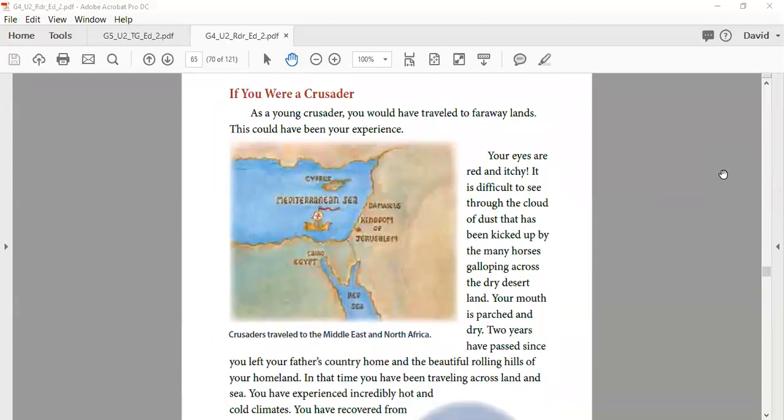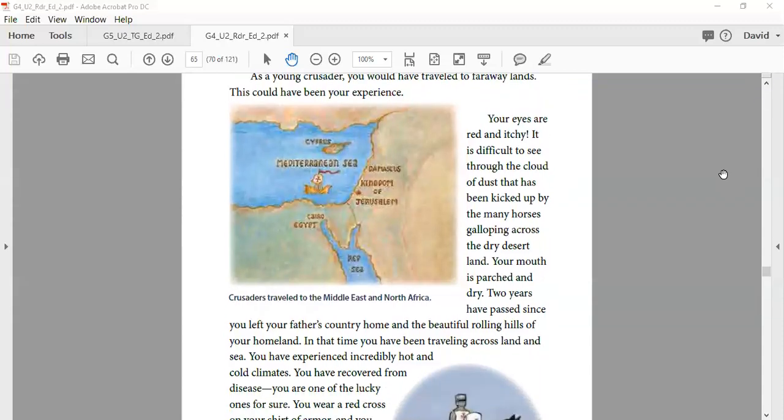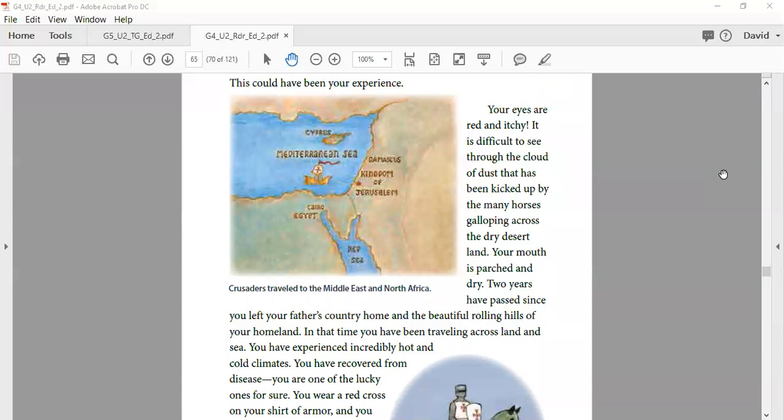As a young crusader, you would have traveled to faraway lands. This could have been your experience. Your eyes are red and itchy. It is difficult to see through the cloud of dust that has been kicked up by the many horses galloping across the dry desert land. Your mouth is parched and dry.